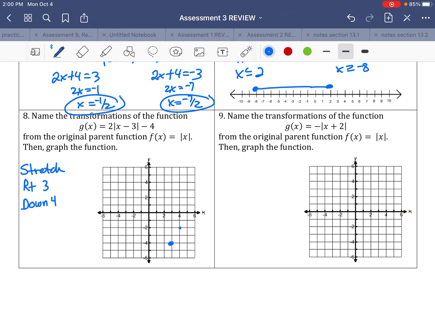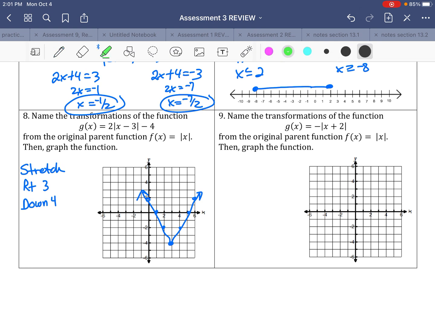And then the slope is 2 over 1. So 2 over 1, 2 over 1, 2 over 1, up 2 back 1, up 2 back 1. So you get your V shape. And remember, you can always go to Desmos or your calculator and check those.